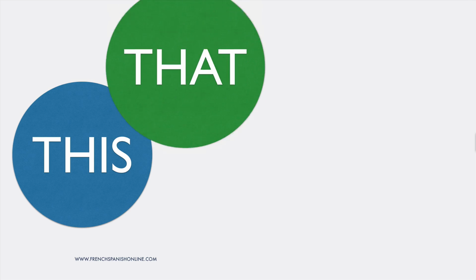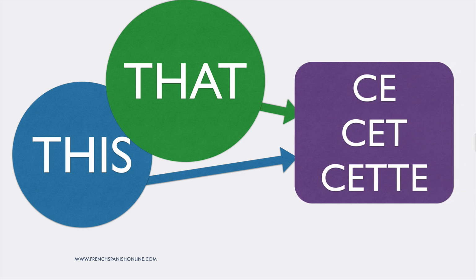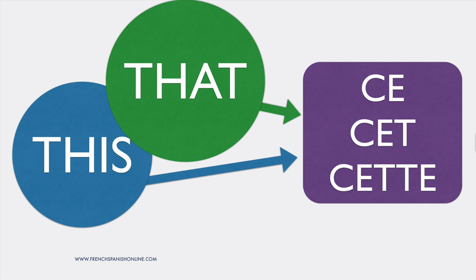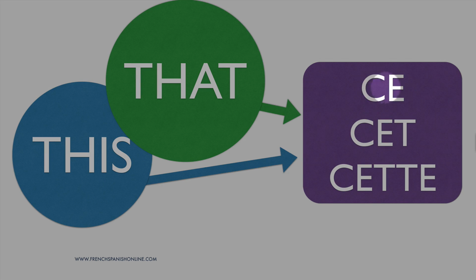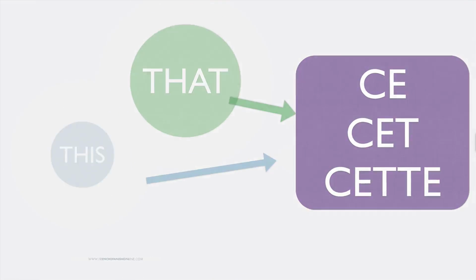So, two words in English and three words in French. But actually, we don't mind the difference between this and that in English. It's not the same here for these three words. We've got ce, the first one, ce. We've got cet and cette. So three words, and we are going to see now how to use them to translate this and that.